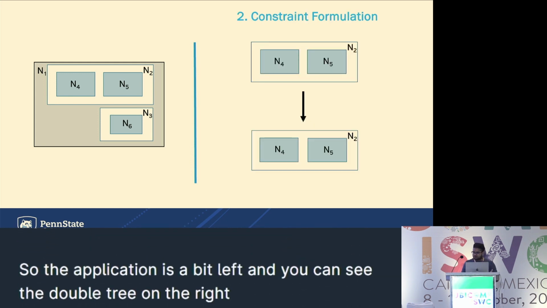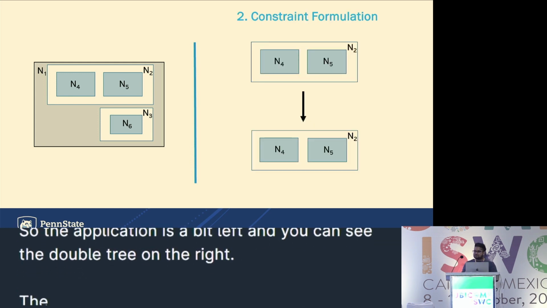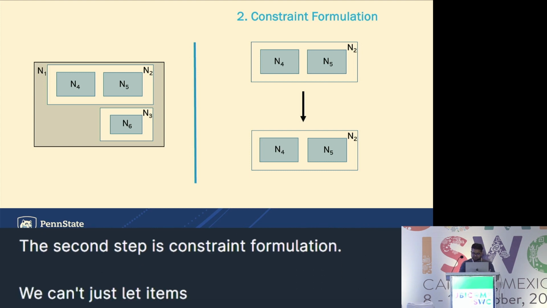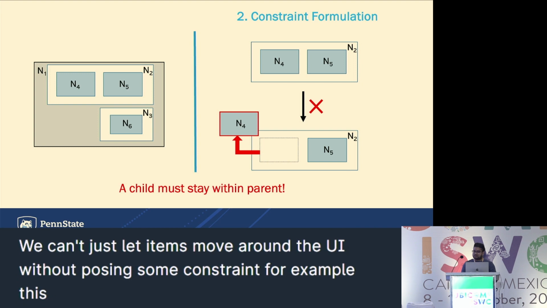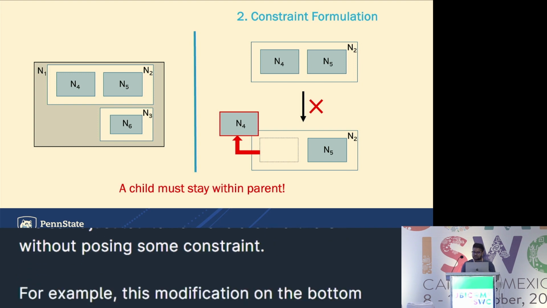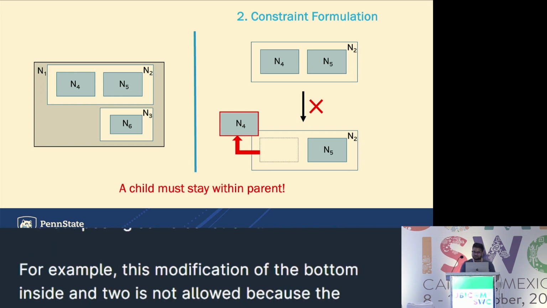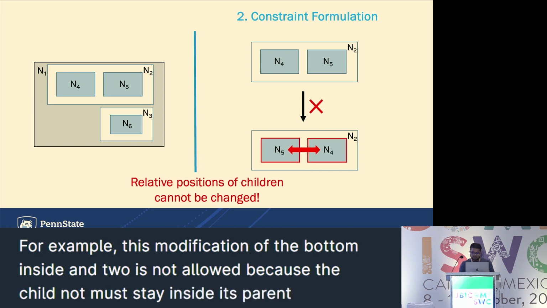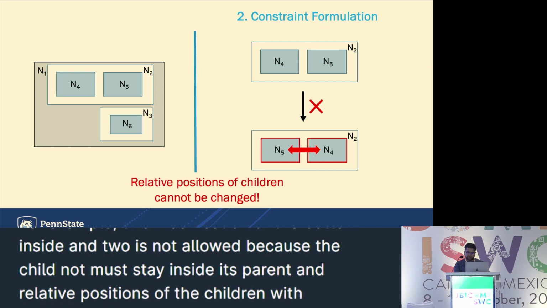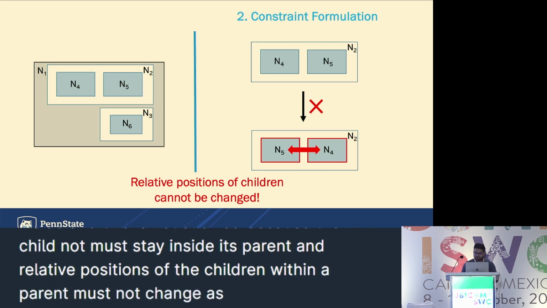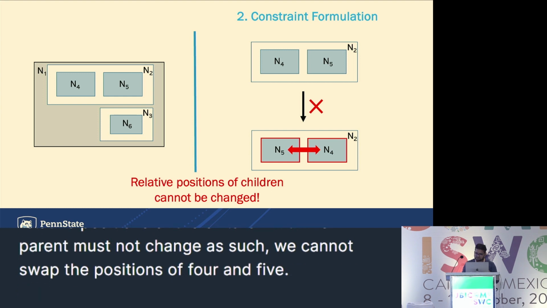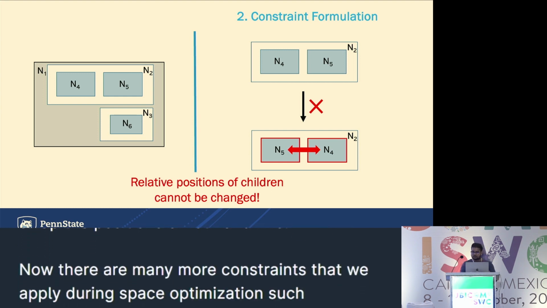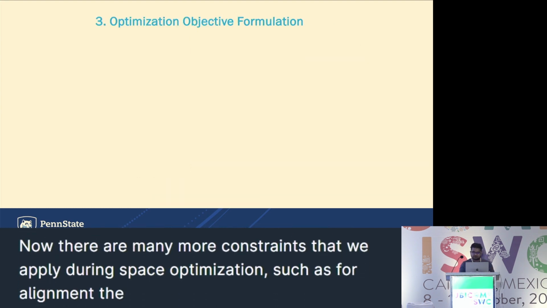The second step is constraint formulation. We can't just let items move around the UI without posing some constraints. For example, this modification on the bottom inside N2 is not allowed because a child node must stay inside its parent, and relative positions of the children within a parent must not change. As such, we cannot swap the positions of N4 and N5. Now, there are many more constraints that we apply during SpaceXMag optimization, such as for alignment. The paper has extensive details regarding those.